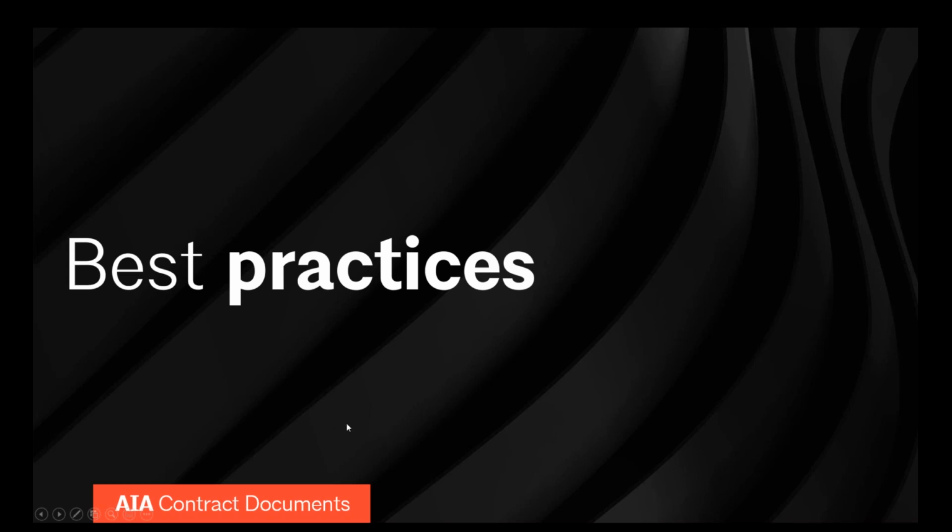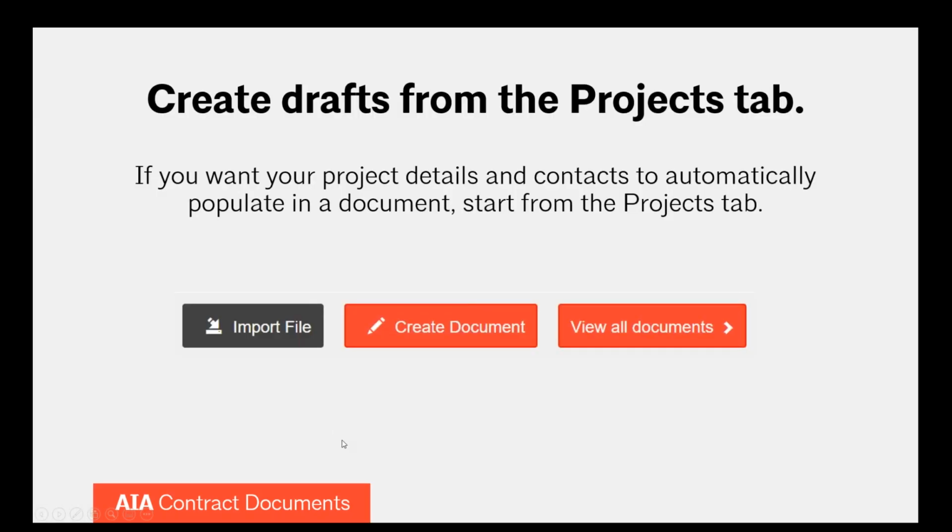My first best practice tip for you is to create drafts from the Projects tab. We're going to be revisiting this concept in just a little bit, but when you use this Create Document button in the Projects tab to create any new document drafts you want, that is a great way to get your project details and your party's information to auto-populate into your draft documents. This can keep things organized and streamline, saving you some time.